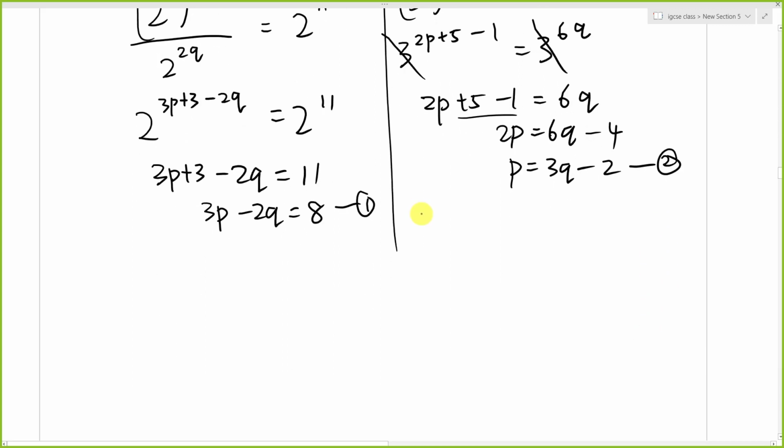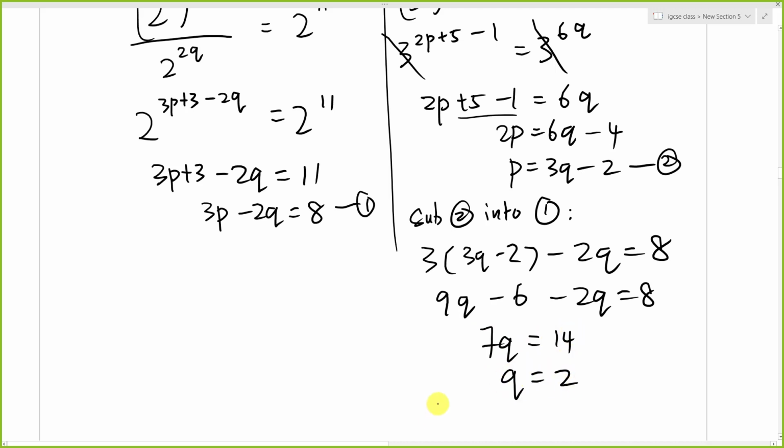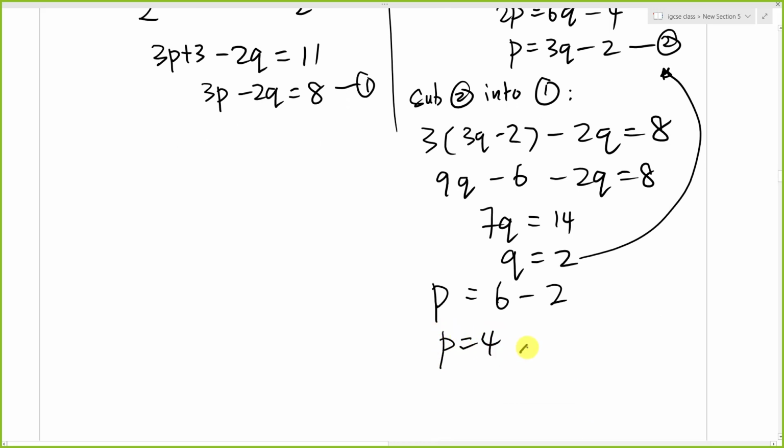Then I will just sub my second equation into my first equation. So yeah, I sub the p into here. 3p minus 2q equals 8. My p is just 3q minus 2. So I have 9q minus 6 minus 2q equals 8. So 7q equals 14, q equals 2. Then p equals 6 minus 2. By substituting 2 back into the second equation, p equals 4. So I have 2 and 4 here.